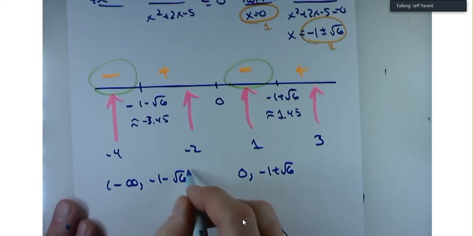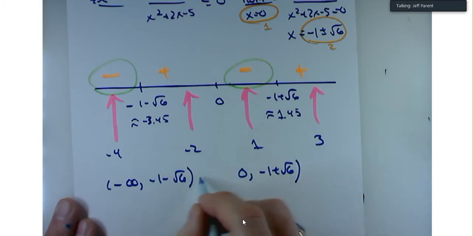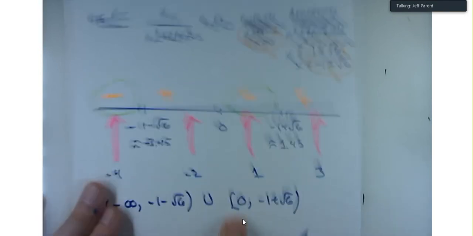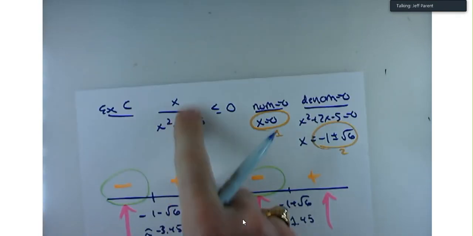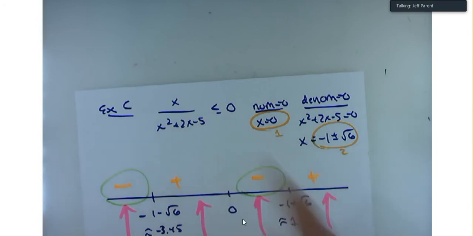What that means for us here is a parenthesis here, parenthesis here. How about a 0? A bracket? A bracket, because you can use a 0. You can plug in a 0, you'd end up with 0 divided by -5, which is 0. And 0 is less than or equal to 0, so we're okay there.